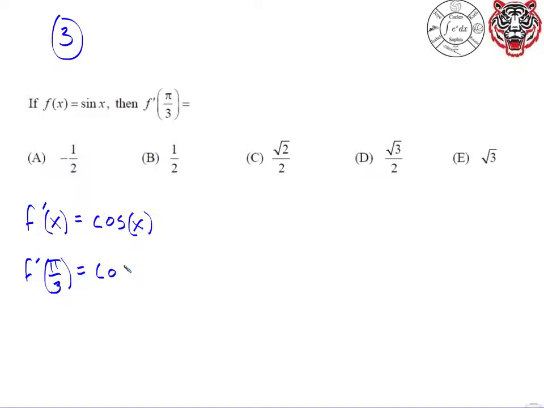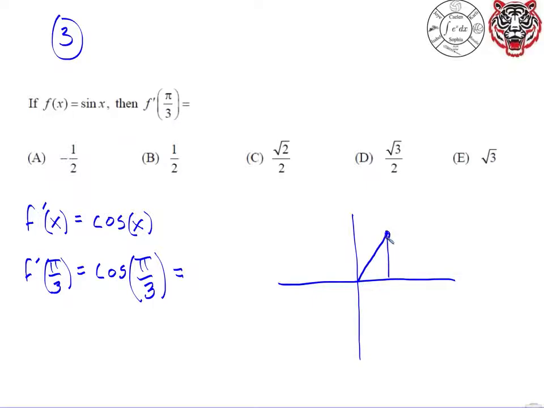So cosine of pi over 3 is equal to, okay, so again, I'm going to go ahead and make my handy dandy coordinate plane. Cut it into thirds. Here's me cutting into thirds over here, making my triangle. I'm looking at this point.